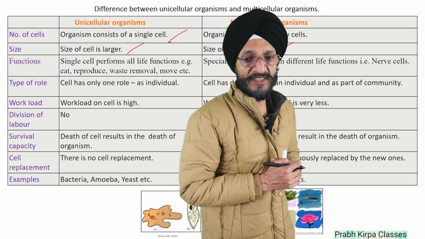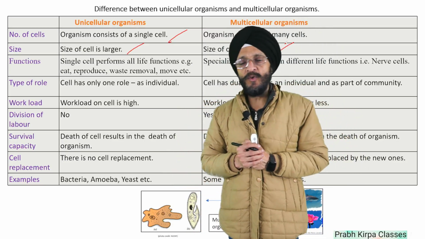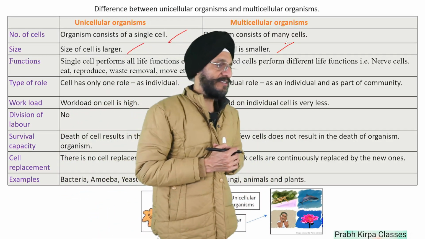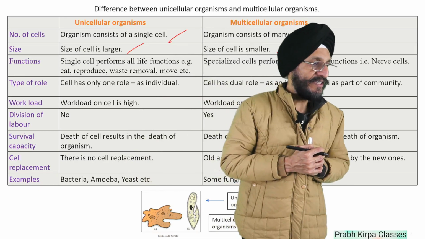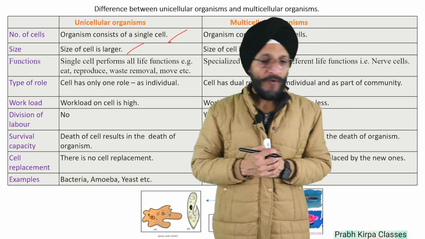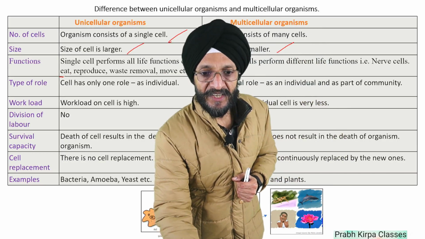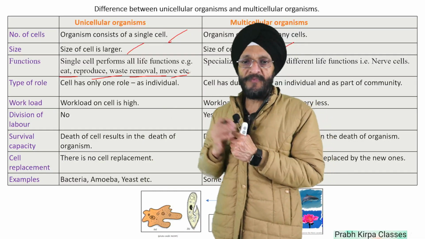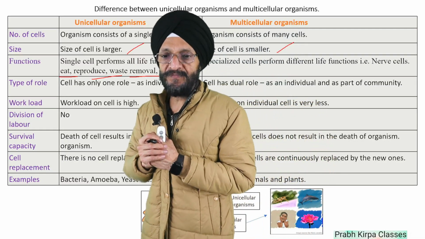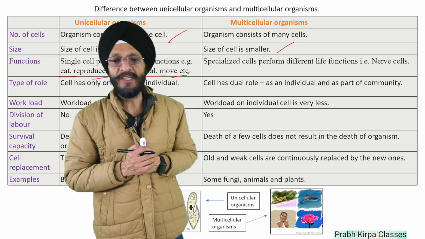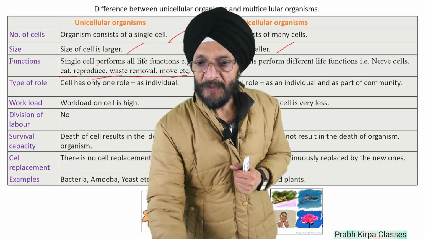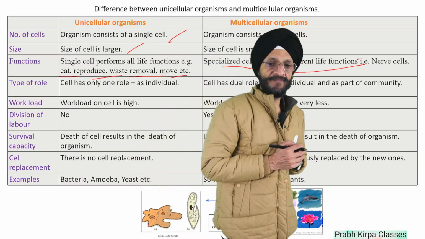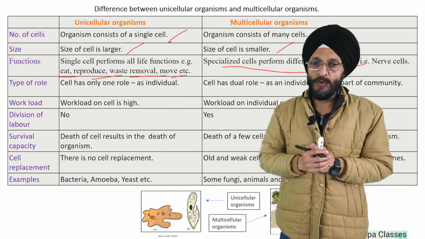Now, the next point is functions. As the unicellular organism has a single cell in its body, all the functions which are necessary for the functions of life, such as eating, reproduction, waste removal, moving, etc., are performed by the single cell. Whereas in the case of multicellular organisms, specialized cells perform different life functions. For example, nerve cells.